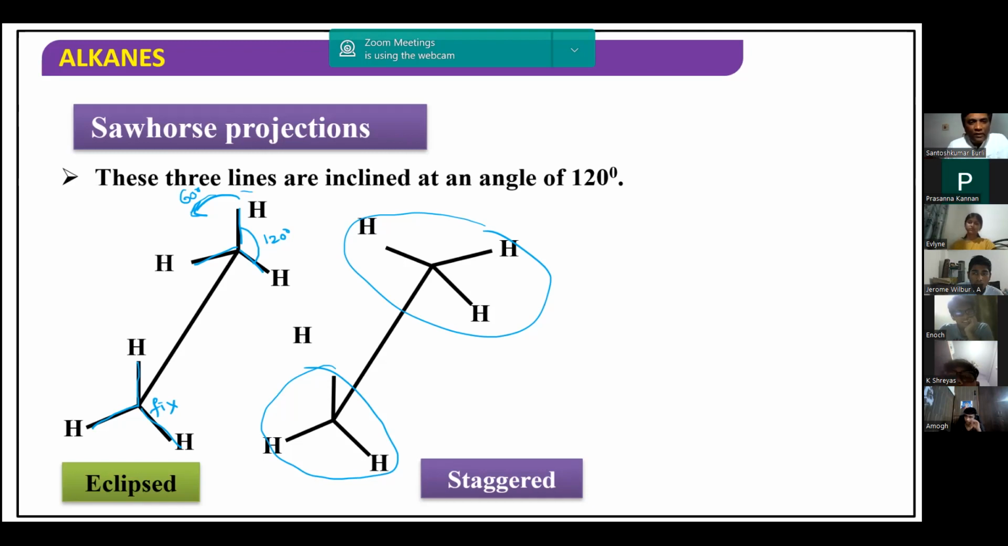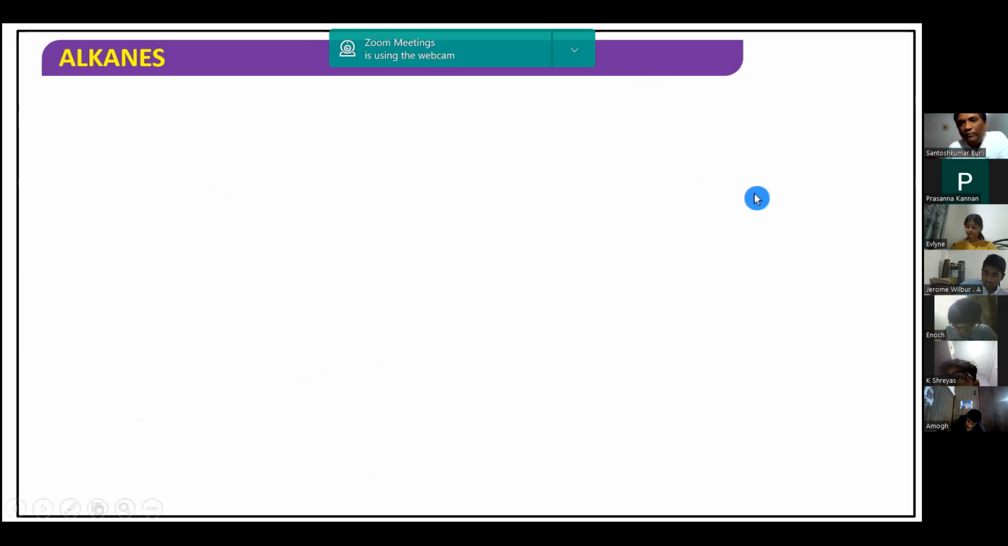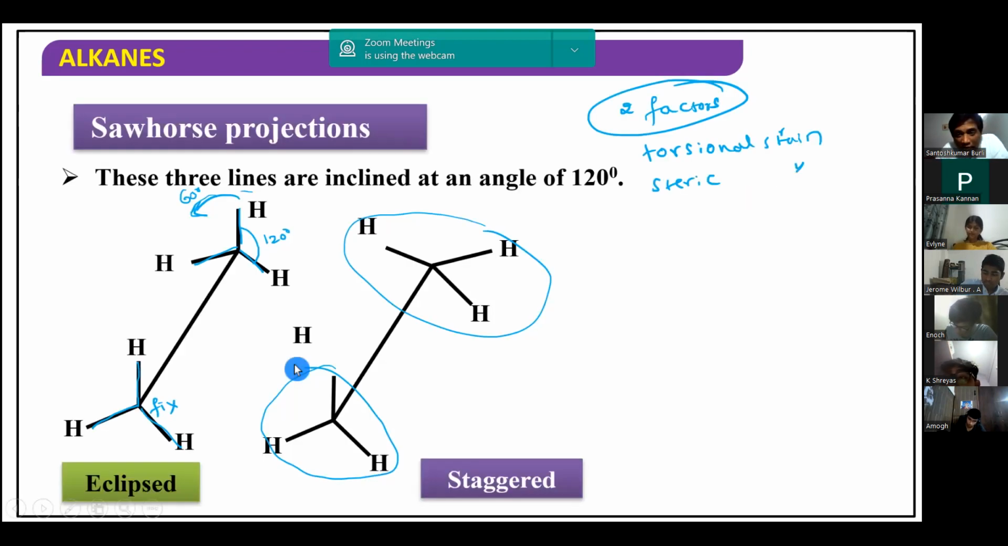Okay. For stability, very important, all of you listen here. For stability, what are the factors to be considered? There might be a lot of different factors to be considered as you go to higher studies, but here mainly two factors we consider. One is torsional strain. You must understand what is torsional strain. And another is steric strain. So what is torsional strain and what is steric strain?